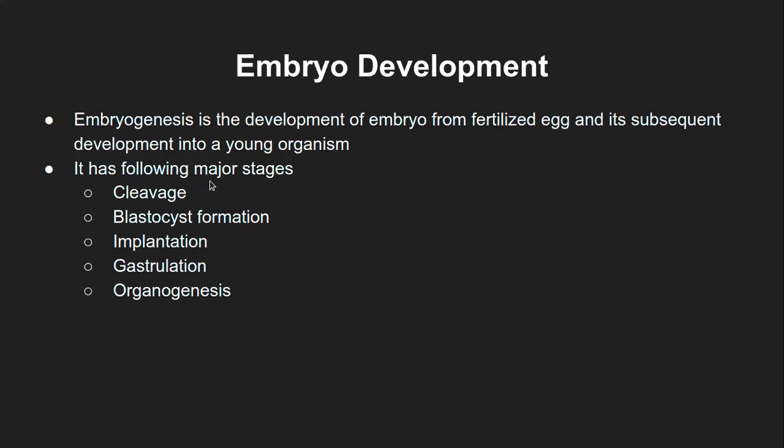It has different stages: cleavage, blastocyst formation. Again, there will be a few additional terms; blastocyst is another term that will be formed. Implantation, gastrulation. Gastrula is another stage which comes in the embryonic development, which we'll see as gastrulation, and organogenesis, that is the organ formation process.